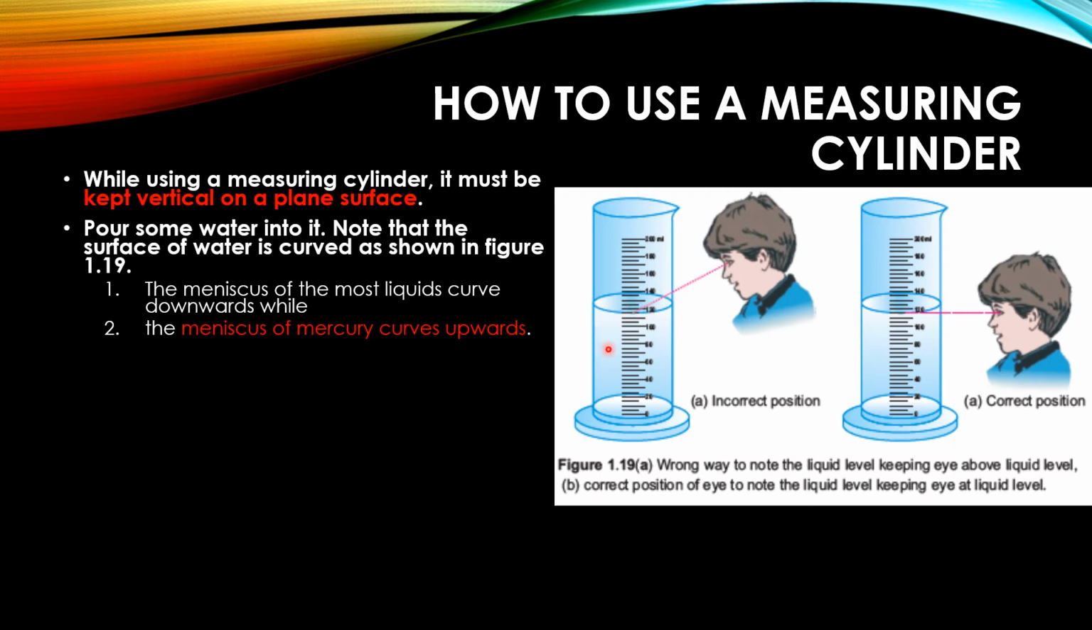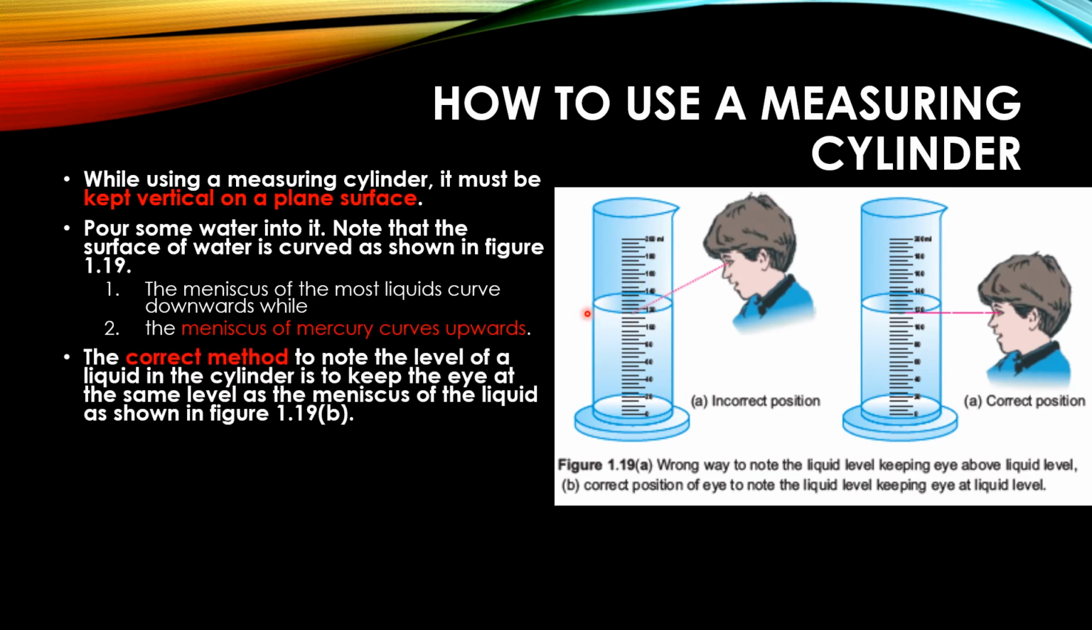Only mercury, because its density is very high, has a meniscus in the upward direction, which means it will be shown as an upper curved surface. The correct method to note the level of the liquid in a cylinder is to keep the eye at the same level, exactly in front of the meniscus. In the case of a downward curve, we read the lower meniscus, and in the case of mercury, we read the upper meniscus.